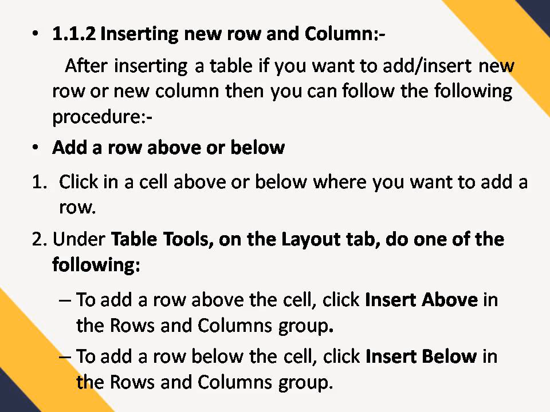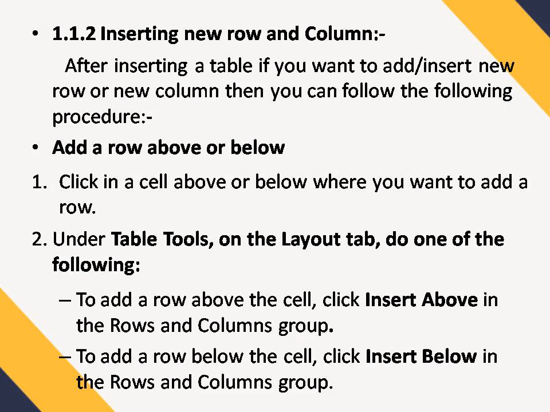Under Table Tools, on the Layout tab, do one of the following. What you have to do is either choose the first option or the second option. To add a row above the cell, click Insert Above in the Rows and Columns group. Or to add a row below the cell, click Insert Below in the Rows and Columns group.